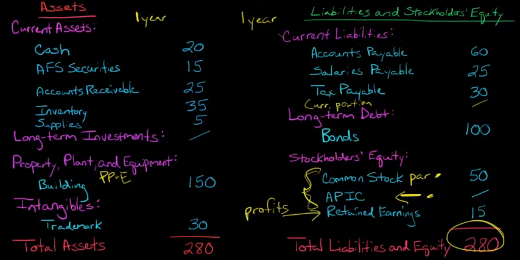Now, again, as we talked about before, it's very important that the stockholders' equity and liabilities be equal to the assets. In other words, we need to make sure that our balance sheet balances.